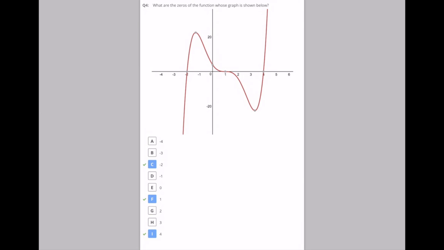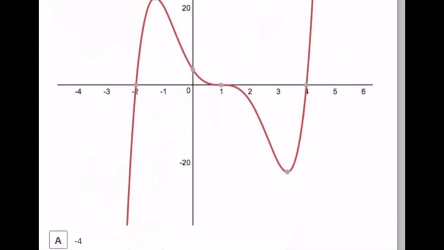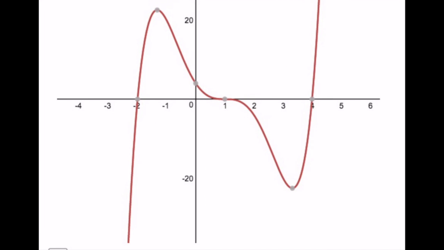Question 4. We want to find the zeros of the function for the graph shown below. So remember, our zeros are where the graph touches the x-axis. So that happens here at x equals -2. That happens here at x equals 1. And that happens here at x equals 4.